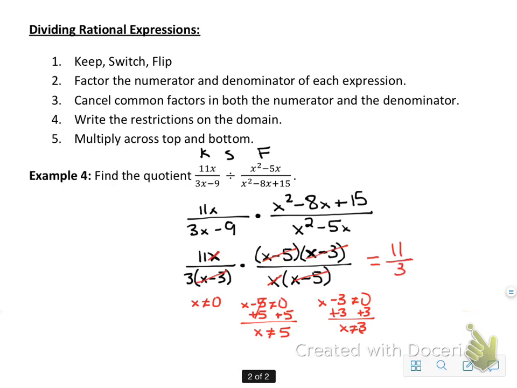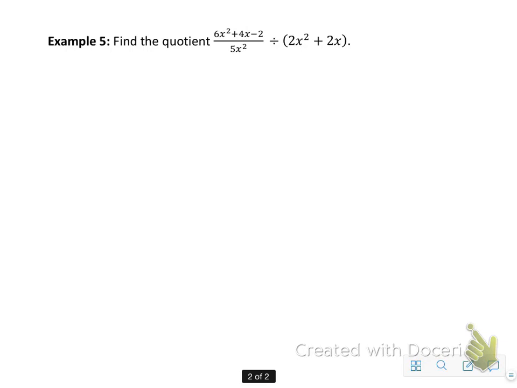Now remember, you always want to simplify as much as possible in math, so if you had a fraction that could simplify further, you would. As it is, 11 over 3 is as simple as it gets, so we're done with that one. Last example. Find the quotients of this.